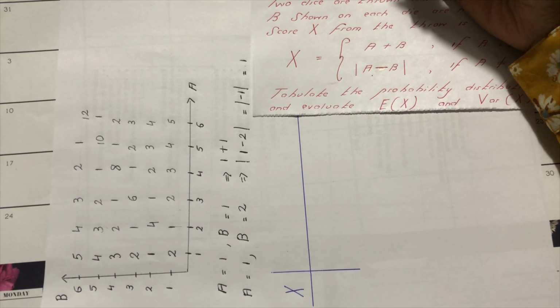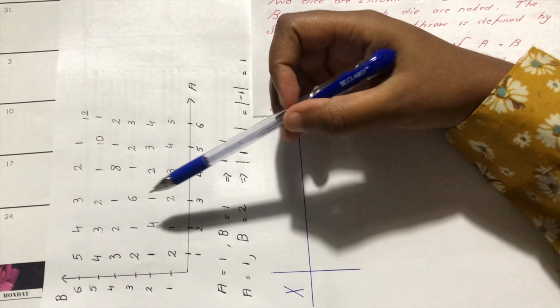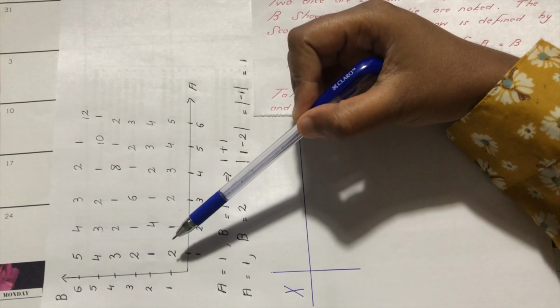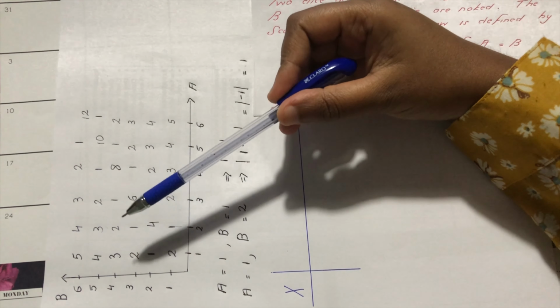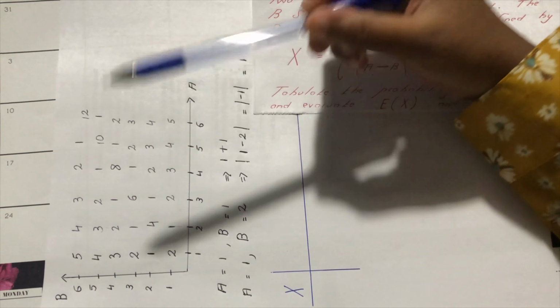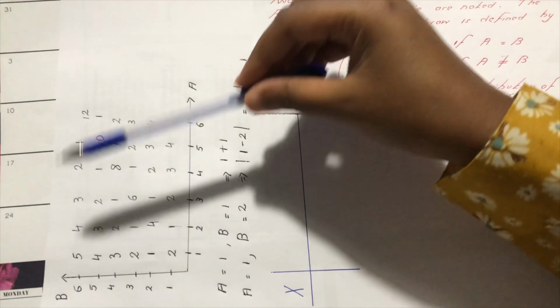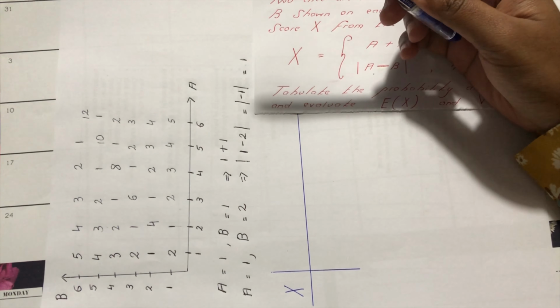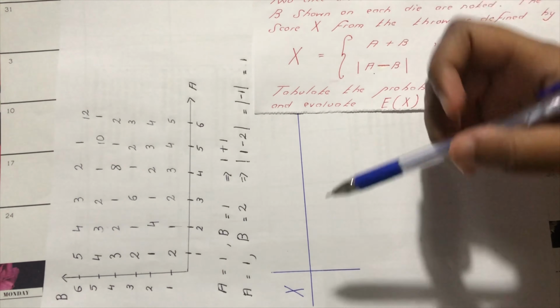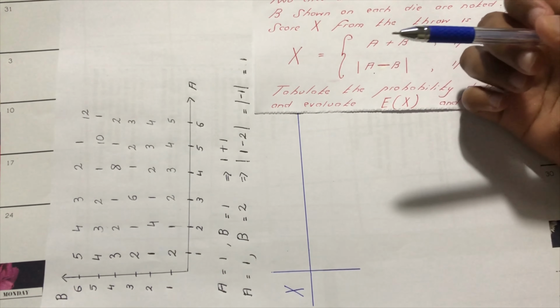Now that we have completed the possibility diagram, we can see that X can take different values. That is, X can take 1, 2, 3, 4, 5, 6, 8, 10 and 12. Once we know the values of X, we can find the probabilities for each value. So we can draw our probability distribution.